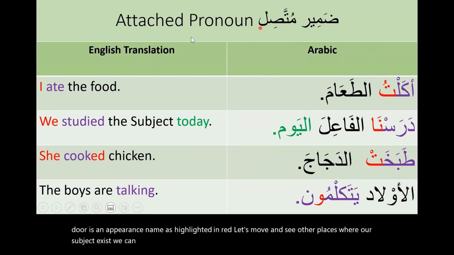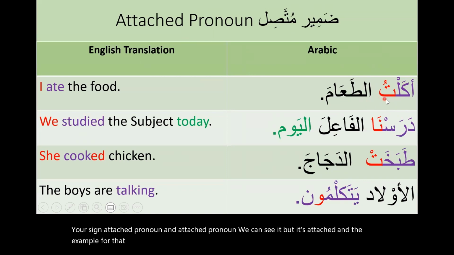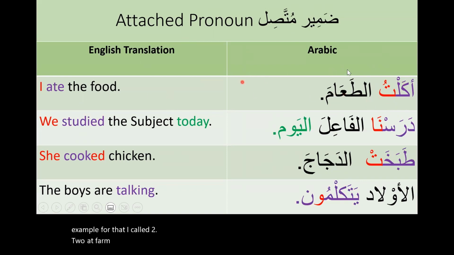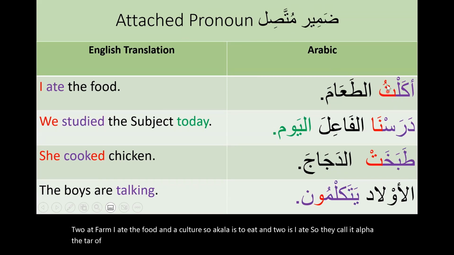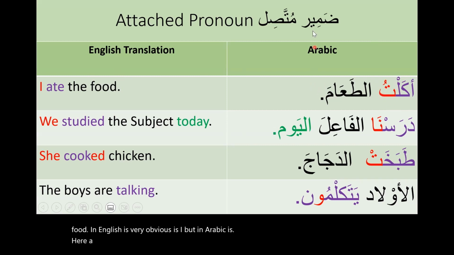Let's move and see other places where our subject exists. Our subject here is an attached pronoun. An attached pronoun, we can see it, but it's attached. And the example for that, أكلت الطعام. I ate the food. And أكلت, so أكل is to eat, and tu is I ate. So ta, they call it ta al-fa'il, the ta of the doer, or the doer ta in Arabic. أكلت, so the ta is our subject because I ate the food.